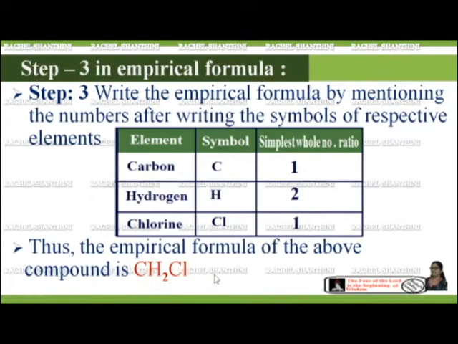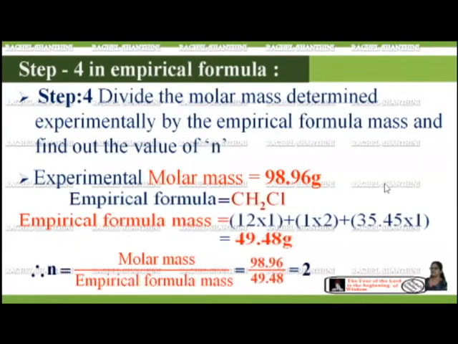Now, we need to find out the molecular formula of this compound. In step 4, we need to find the value of n. The experimental molar mass is given in the problem as 98.96 grams. We know the empirical formula is CH2Cl. To find the empirical formula mass, we need to sum up the atomic mass of the elements present in the formula.